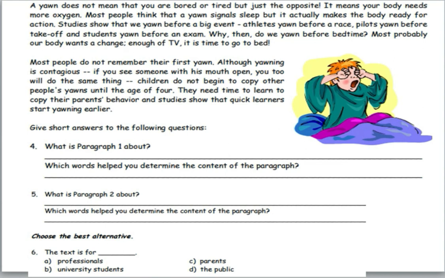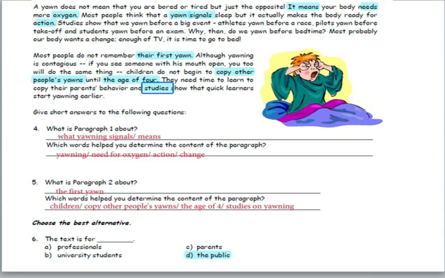Before getting the answers, please stop the video and answer the questions on your own. Again, it will take 1 minute for you maybe. Now, let me show you the answers of this. Okay, this part. So, what is paragraph 1 about? It is about what yawning signals or means.